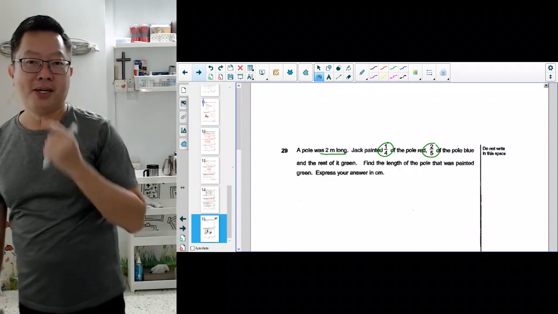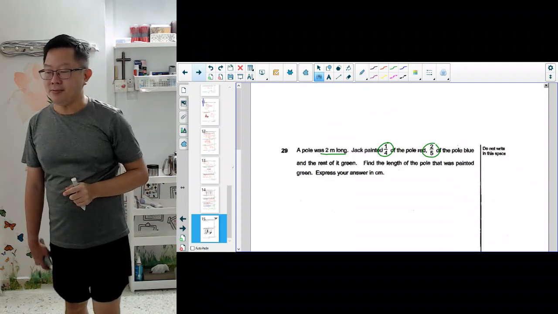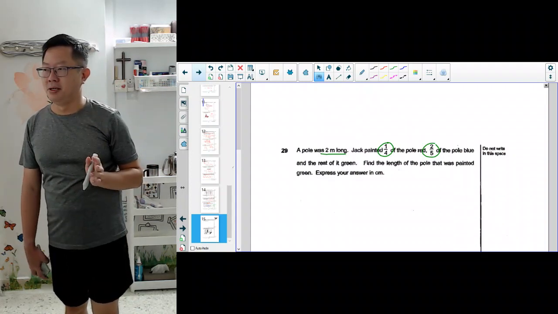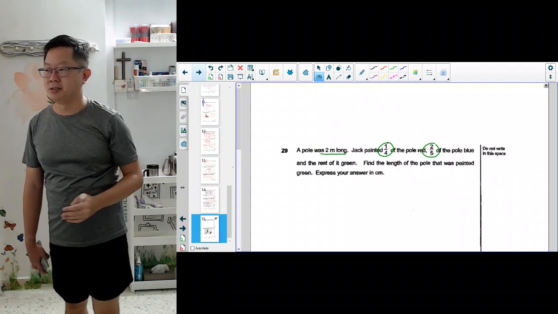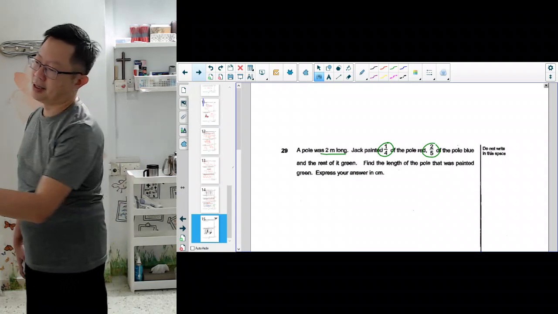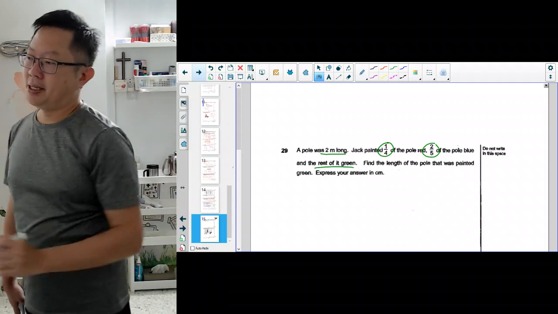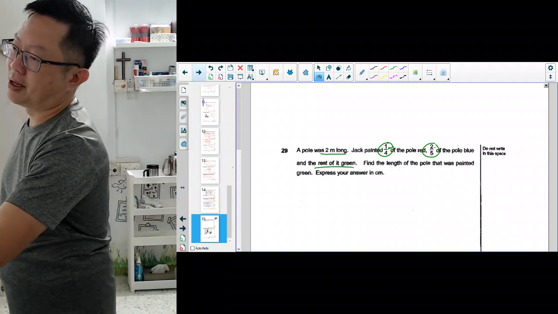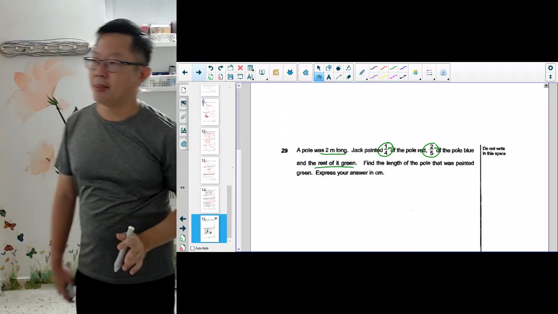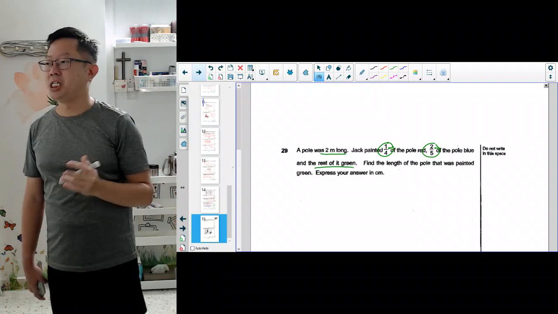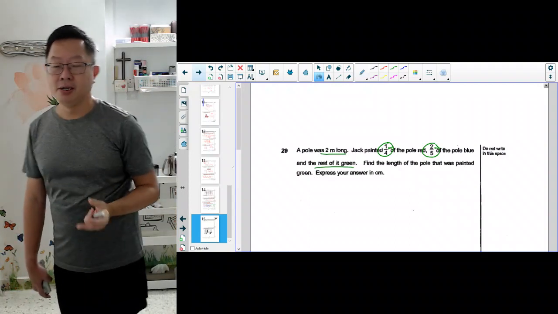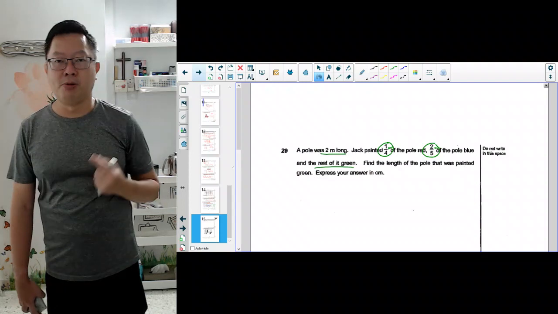Common mistake. Very common mistake. Now, the common mistake is that students will take 2 meters minus 1/4 minus 2/5 and get the answer. But you can't. That's wrong. Because the fraction doesn't have a meter in front. There's no meter in front. So because there's no meter in front, it is not the actual value. It's not the actual length. It's just a representation. So you cannot take 2 meters minus 1/4 minus 2/5.